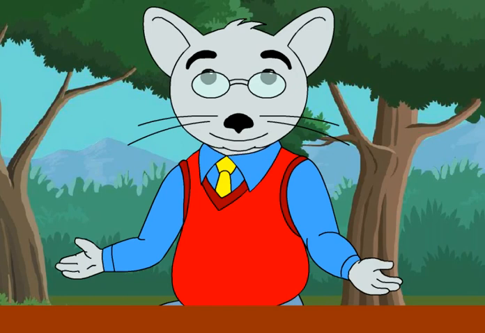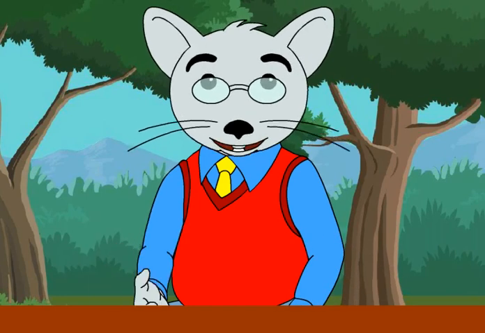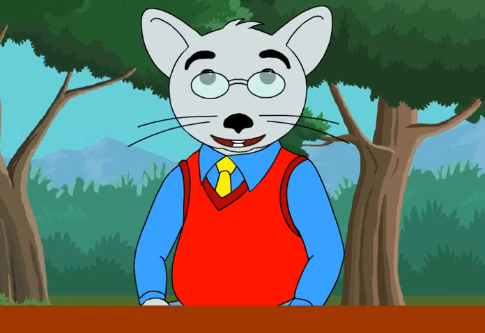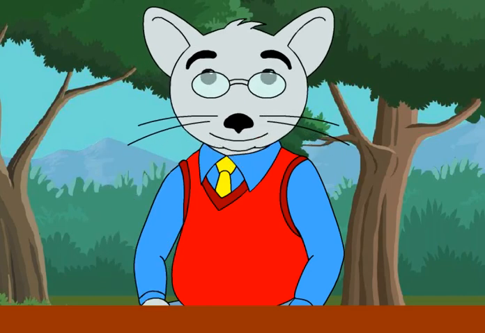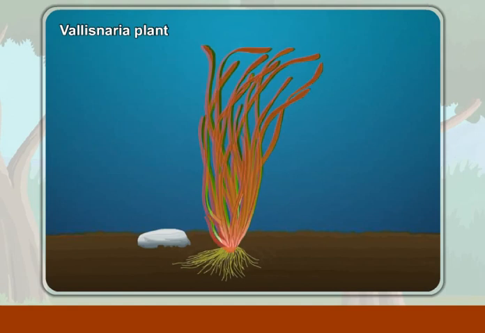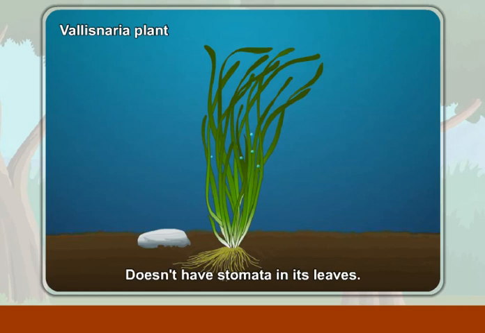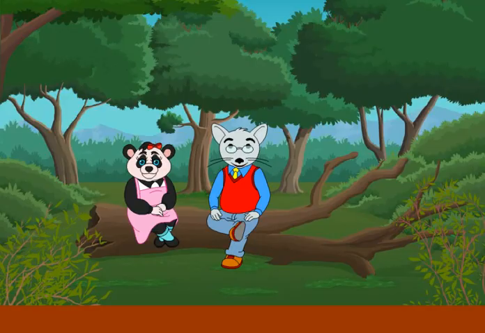You all know that the plants breathe in air through the stomata in their leaves. Now have a look at this Vallisneria. It has leaves. But unlike most plants, it doesn't have stomata in its leaves. Then, doesn't it breathe? Think for a while.